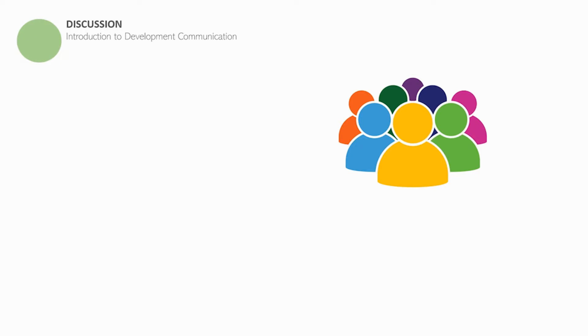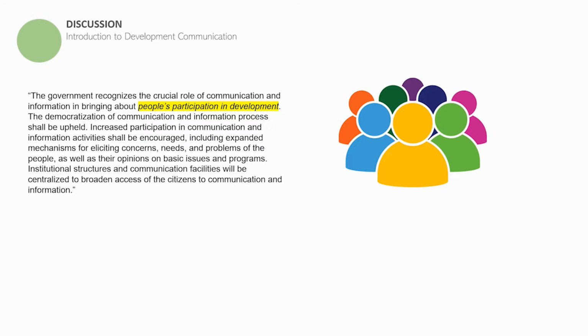What is development communication? The government recognizes the crucial role of communication and information in bringing about people's participation in development. People's participation in development is something that we must be emphasizing here. Development communication is all about communicating, transferring, cascading recent developments to the people, informing them, pushing them to support such development, encouraging them to open their hearts and minds so that they will be accepting these kinds of development. But apart from that, the development communicator is also tasked to make sure that there is a channel for the people, the beneficiaries, to raise their opinions and their concerns in such developments.